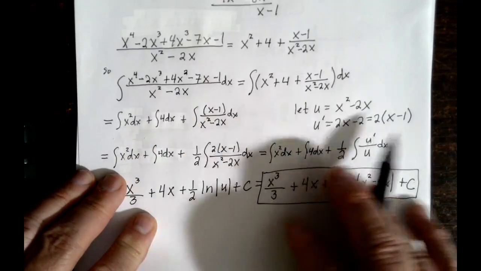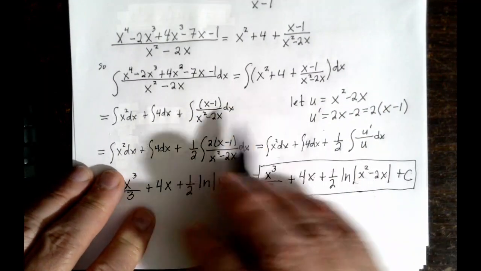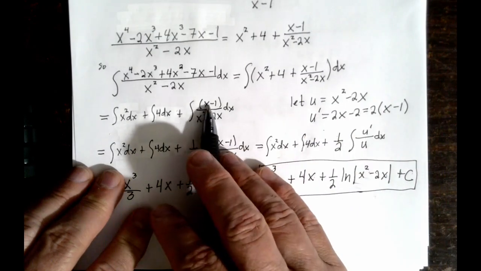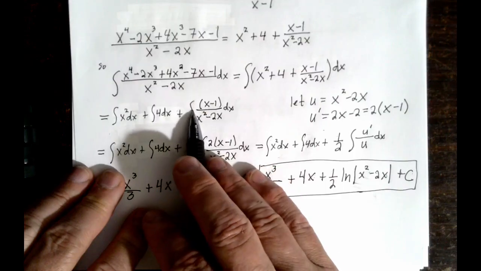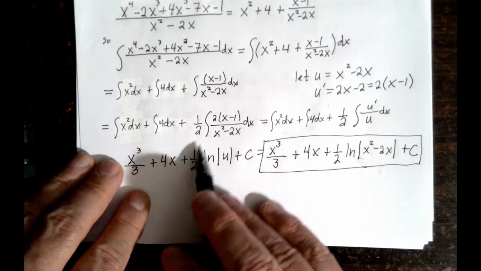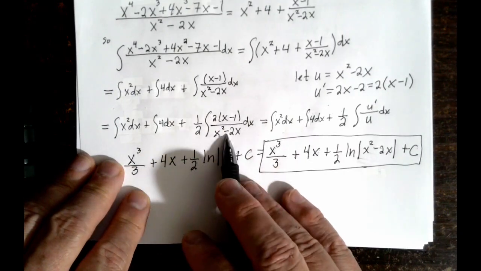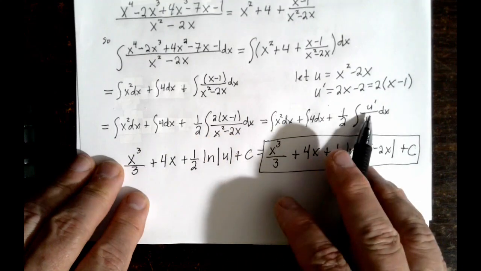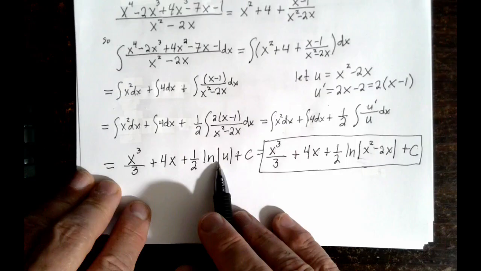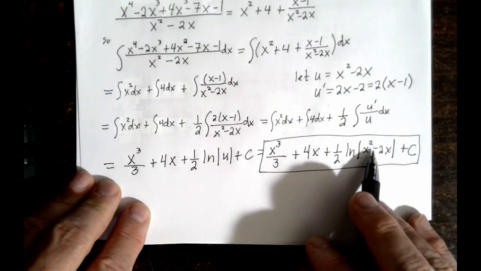The third one, you're going to have to do the substitution here with u and u prime. So you let u equal the denominator, u prime equals 2 times x minus 1. Well, you need a 2 there. So if you're going to put a 2 there, you put a 1/2 out front. So now this becomes u prime over u dx, which is what you want. So you get ln of absolute value of u. And remember, u is x squared minus 2x. So that's what you put in there.